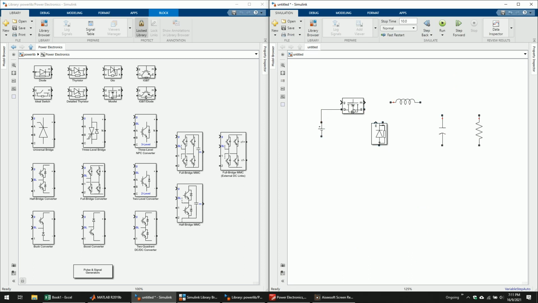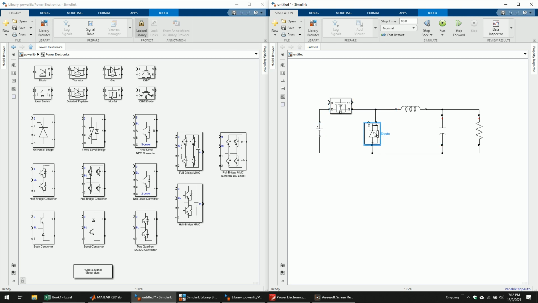So goes here and then goes here. Then goes here. Goes here. Okay, go here. Okay, and then go here. Now you complete the buck converter.